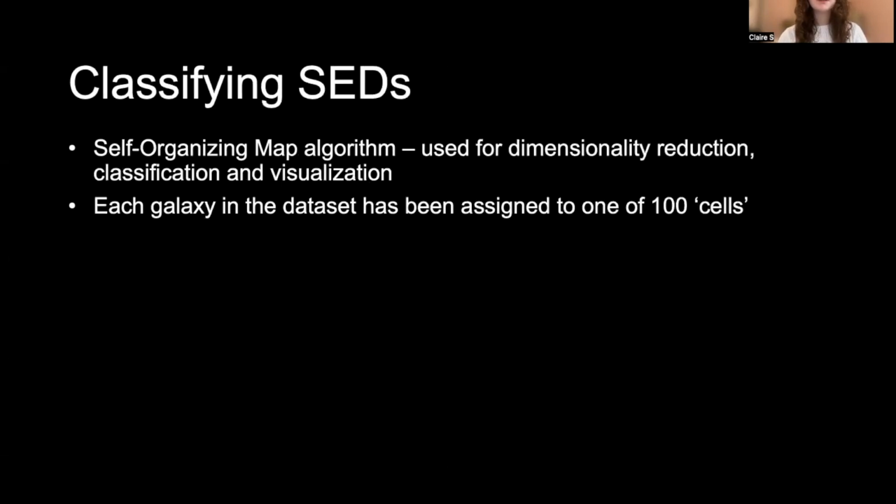The spectral energy distributions in this dataset were classified using a machine learning technique known as the self-organizing map algorithm. It is used in dealing with complex datasets to simplify and organize the dataset. For this dataset, each galaxy was assigned to one of 100 cells based on similar SED data.